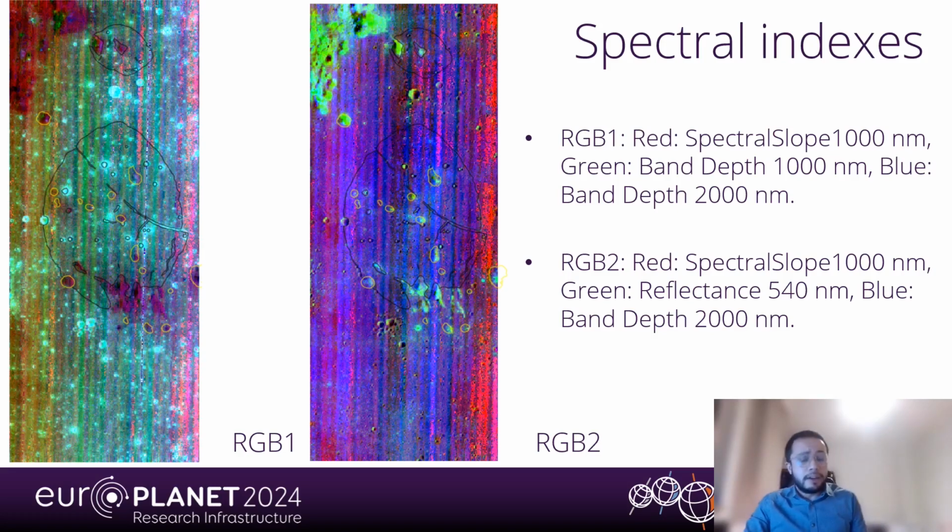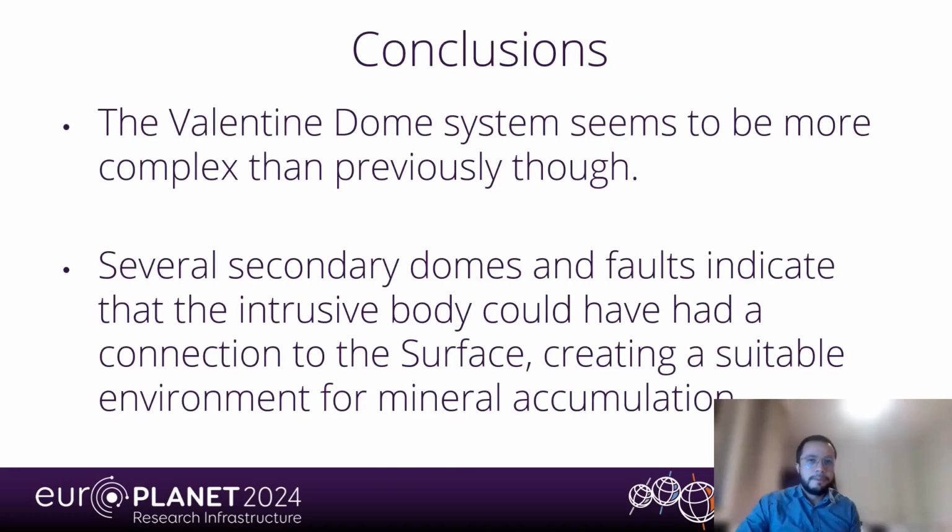And we also have the RGB2 that is interesting because it can show differences in compositions of the surface. So we can see that this one highlights really well the location of the secondary domes, as well as the material of the rim. So we can be sure that these things inside the domes are newly formed structures that are independent from the previous geology of the zone.